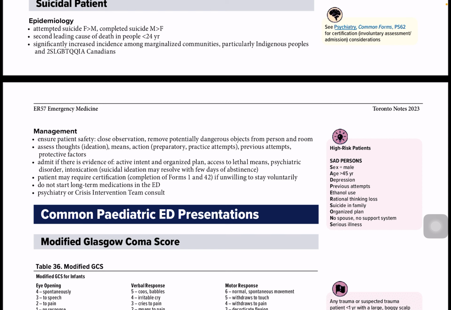Who are the patients at high risk for suicide? SAD PERSONS is the best mnemonic that you can remember. As for sex, that is male, age more than 45. Depression, previous attempts of suicide.